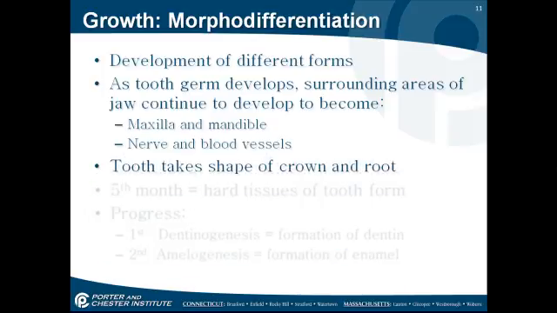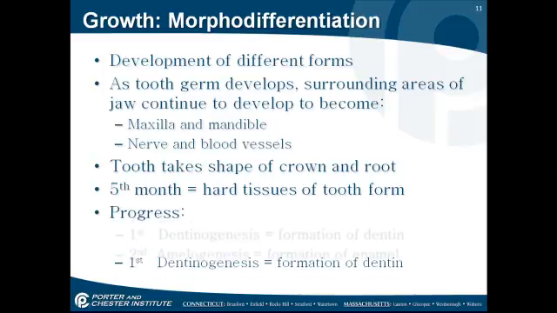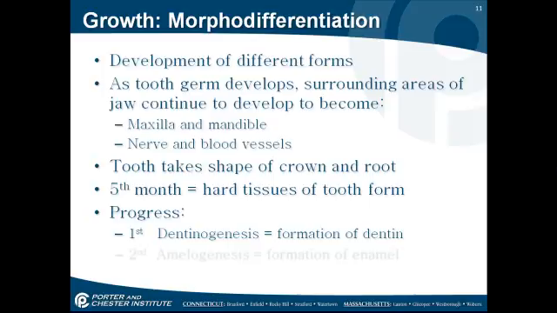The tooth begins to take the shape of a crown and root during this phase. At the 5th month, the hard tissues of the tooth form. Now the hard tissues of the tooth are the enamel and the dentin. The progress is first the dentinogenesis occurs, which is formation of dentin, and then the amelogenesis begins, and that's formation of enamel. So the dentin occurs before the enamel.